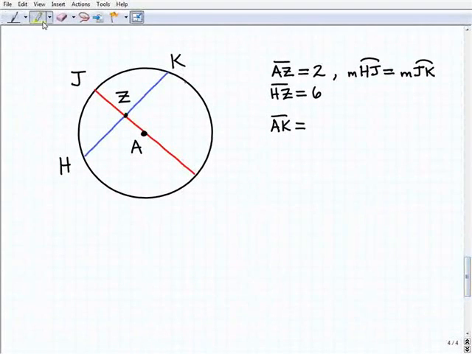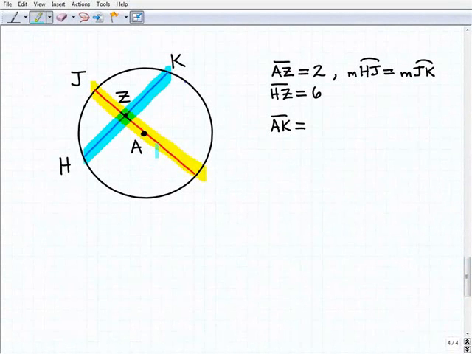Okay, so once again, we're going to go ahead and study the figure. Here I know A is the center, and I have a chord that's going through A, so that is a diameter. And I have another chord here. All right, let me see what else is going on. What else can I determine?